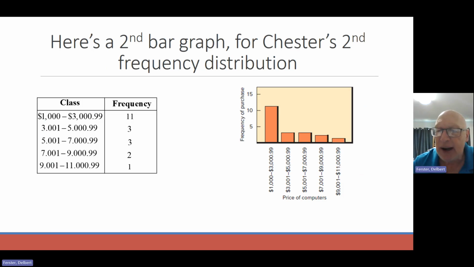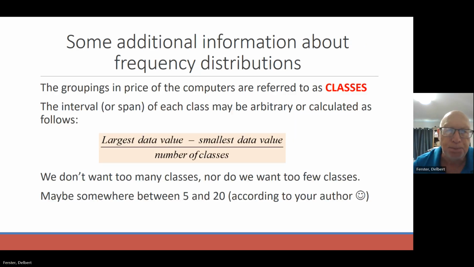If we do the same kind of idea and build a bar graph for our second frequency distribution, again, it shows without doubt that a great number of our people are in that first class from 1,000 to just under $3,001. And again, you can count how many by looking at how tall the stacks of the bars are.